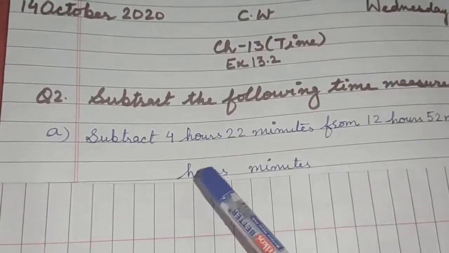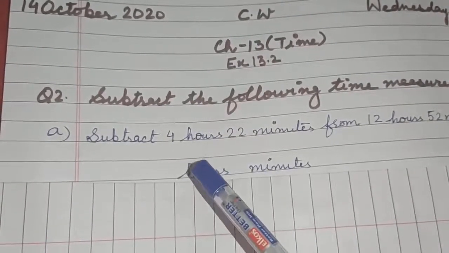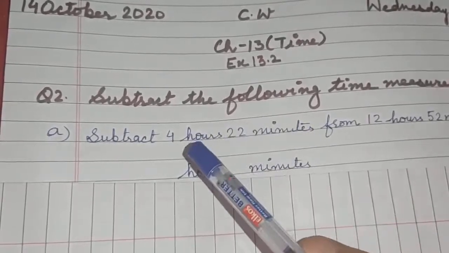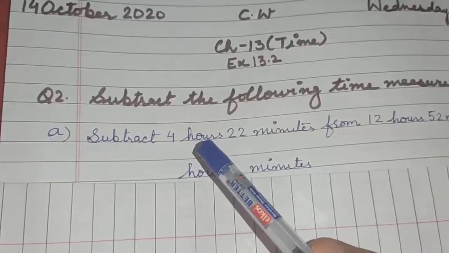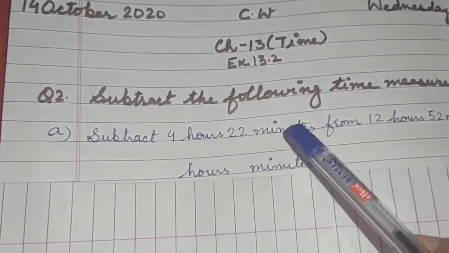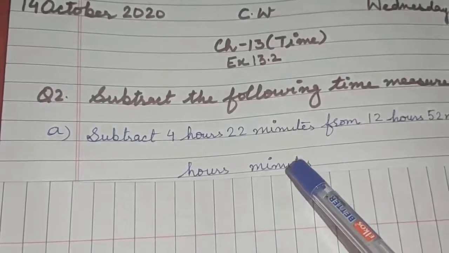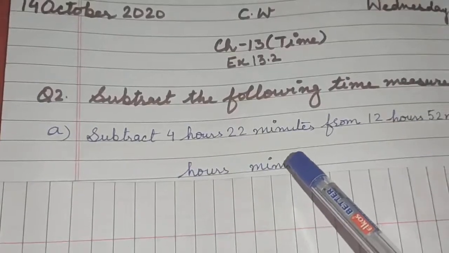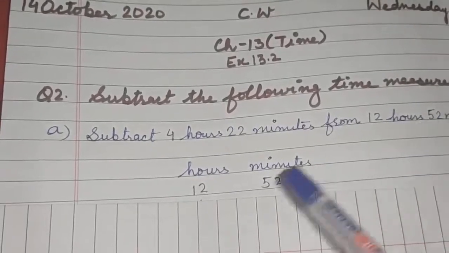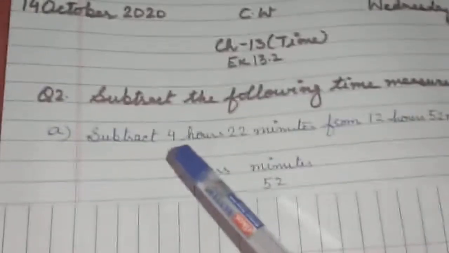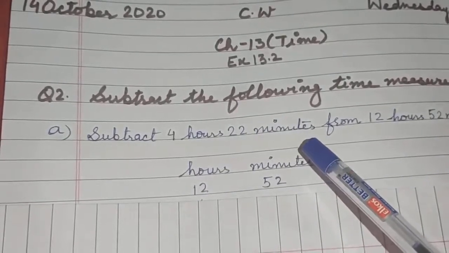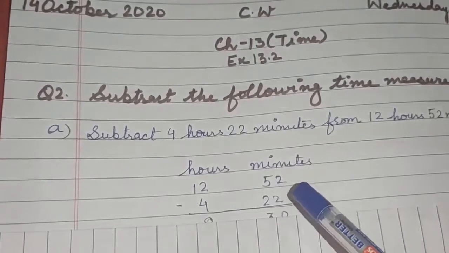So we will write hours and minutes, as there are 2 units in the given question. We will write the bigger unit, hours, first and then the smaller unit, minutes. So we will write 12 hours 52 minutes first and then we will write 4 hours 22 minutes. So we will do the subtraction.